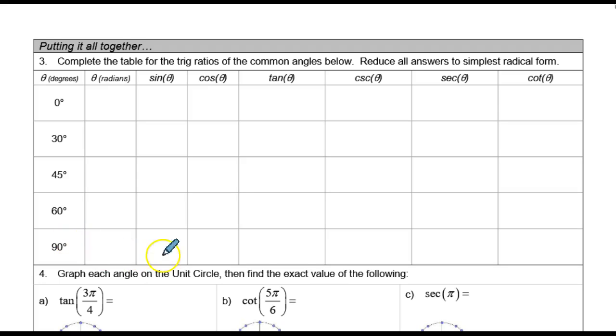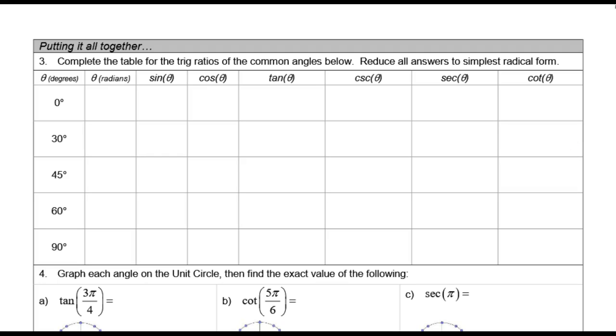Hopefully you notice these four columns are slightly narrow because those answers we're directly recalling from memory. These columns are a little wider. Some of these we might need to do a little work to figure out what our simplified values are.